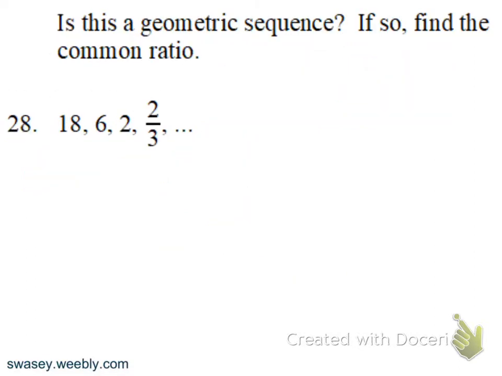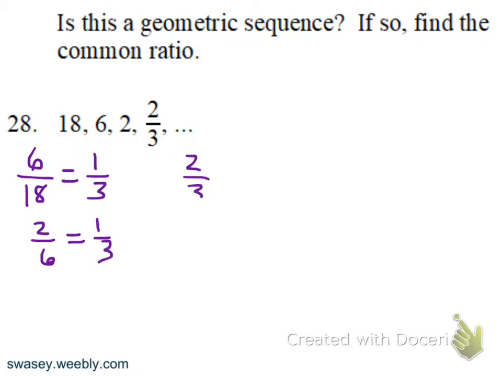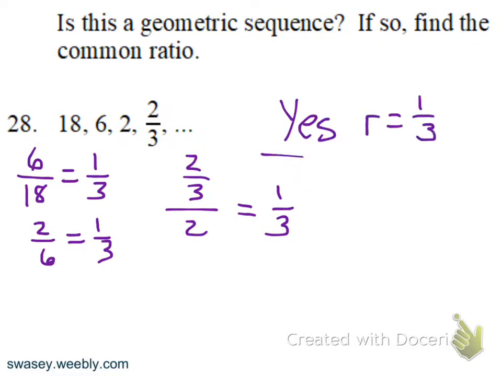Is this a geometric sequence? Well, we'll divide. Do second divided by the first. Get 1/3. Do 2 divided by 6, you get 1/3. Do 2/3 divided by 2, and you get 1/3. So we'd say yes, common ratio is 1/3. This is a geometric sequence.